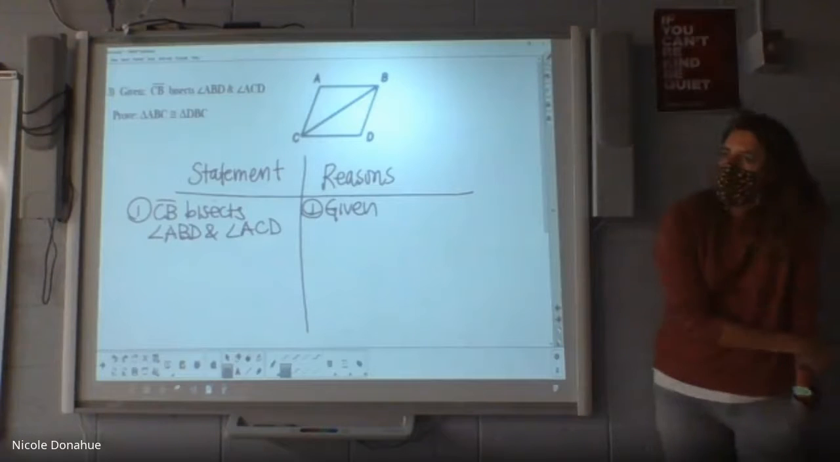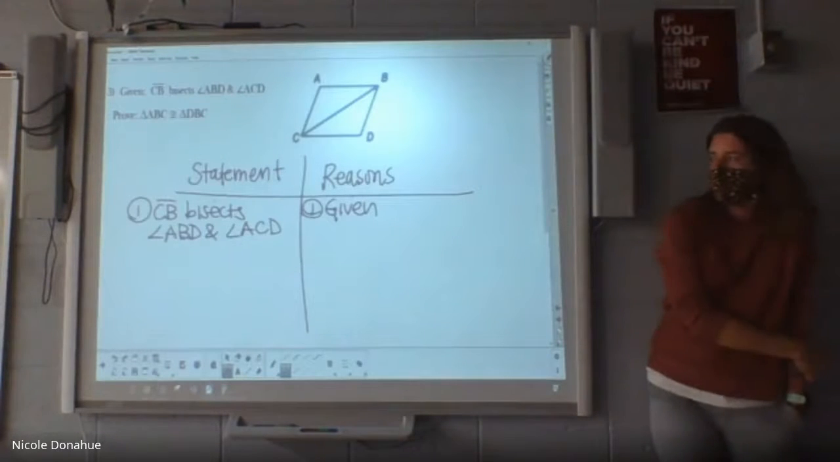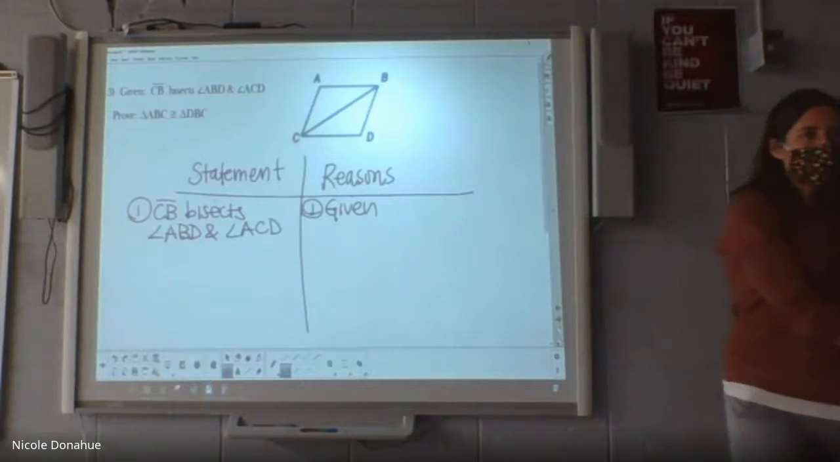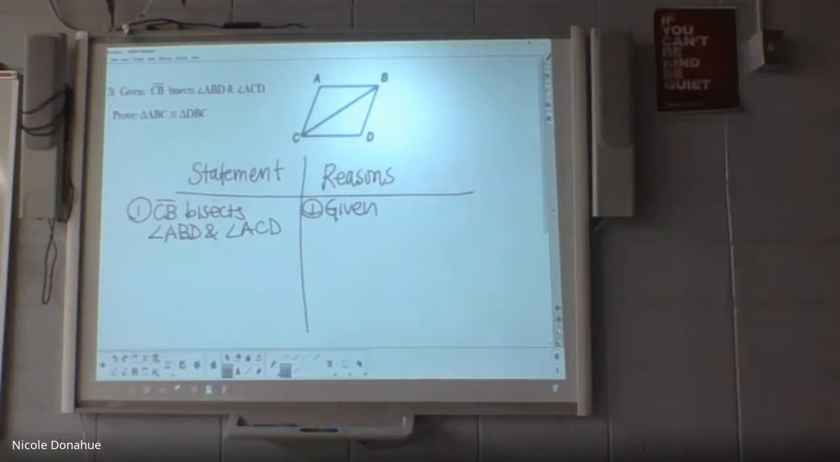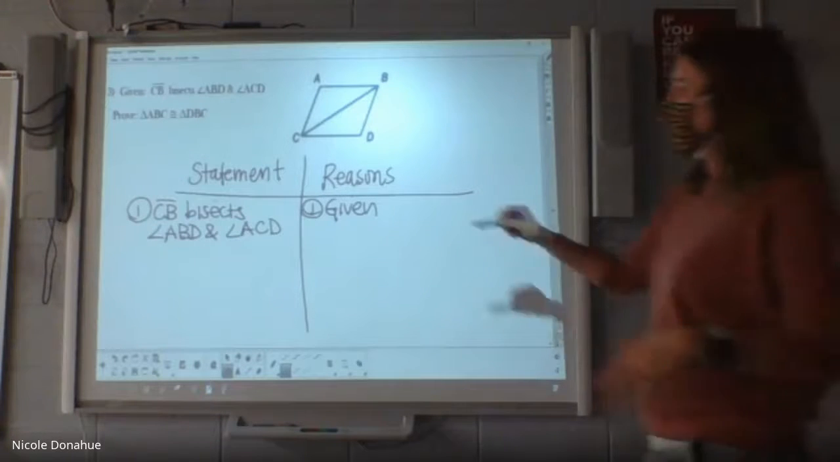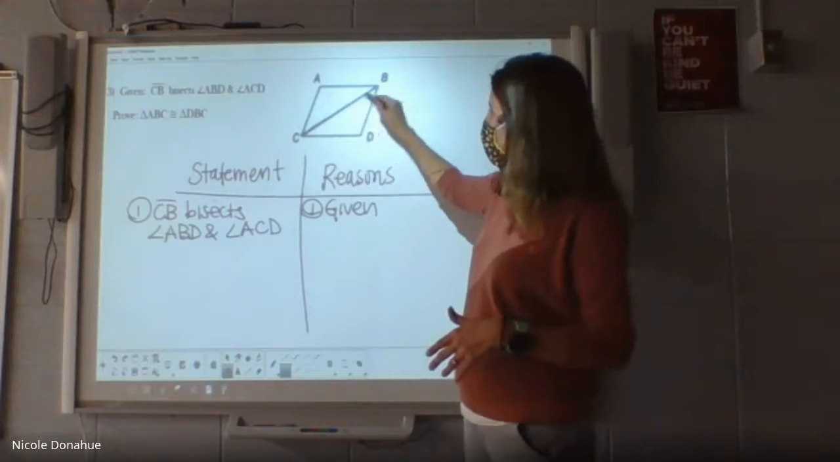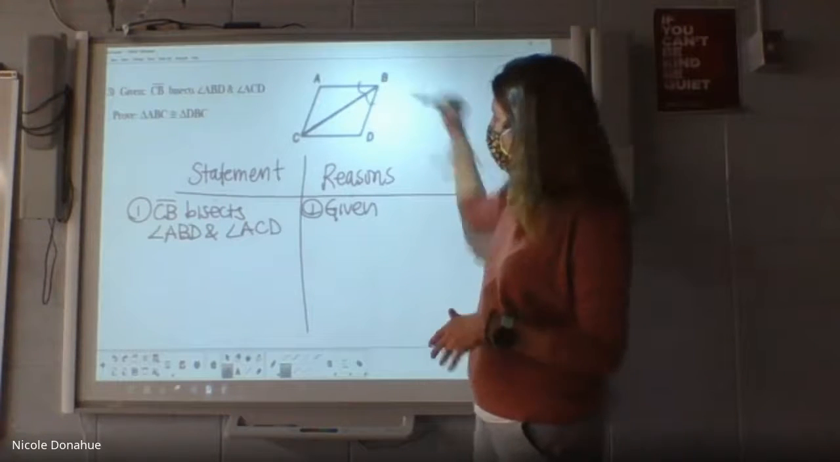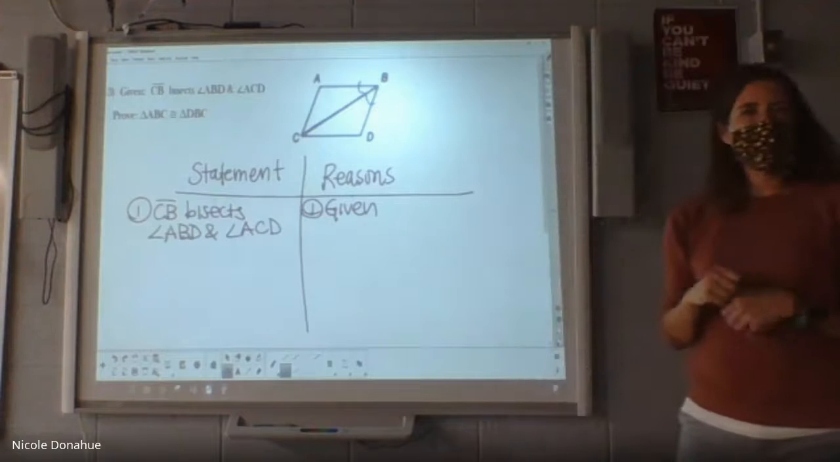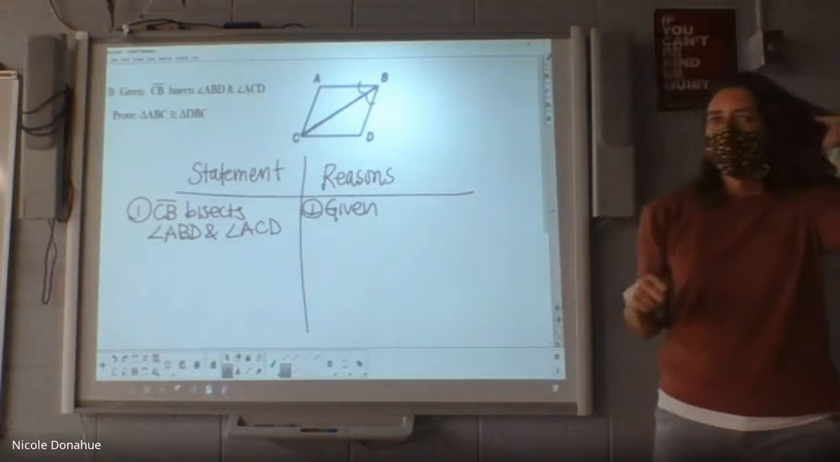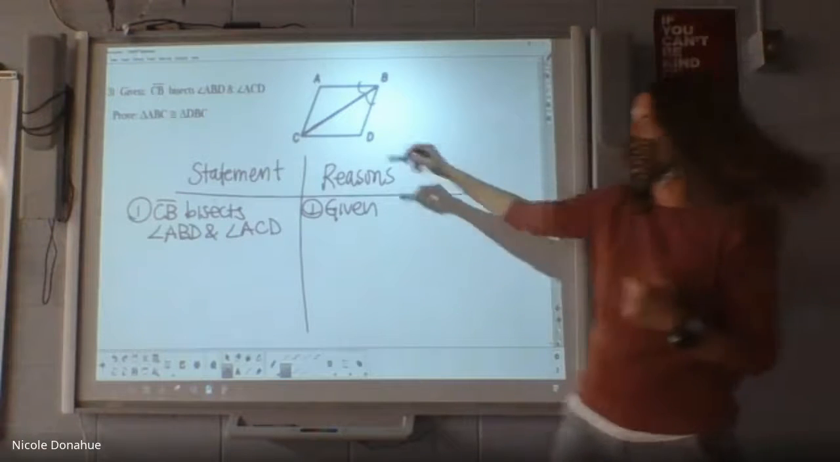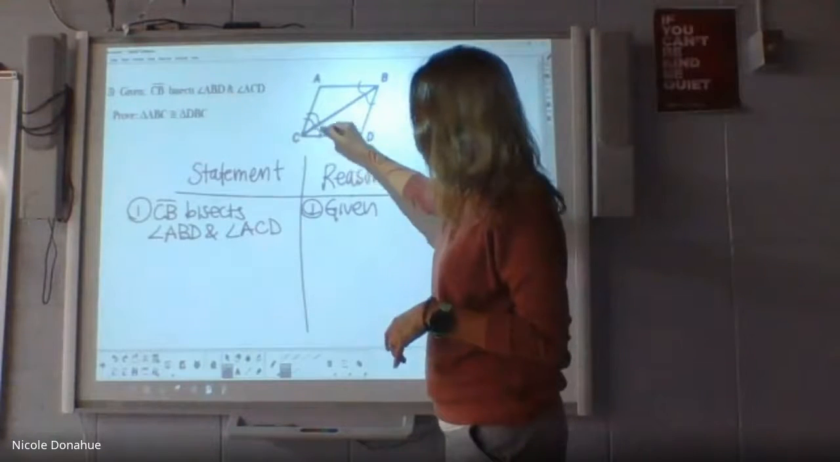All right, so CB bisects those angles. What does it mean for a line to bisect an angle? What does it do to those angles? Yeah, Drake? Cuts them in half. So it makes 2 smaller equal angles. So CB bisects ABD. So this CB cuts this angle into 2 equal little pieces. Does that make sense? But then it also does it the other way as well. So these are 2 equal little pieces.